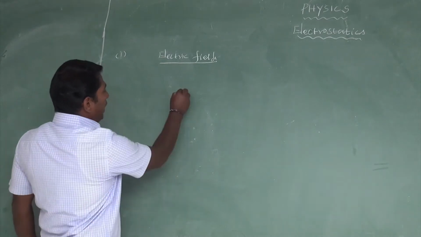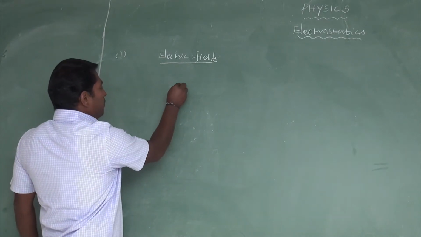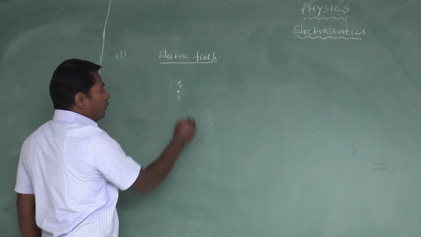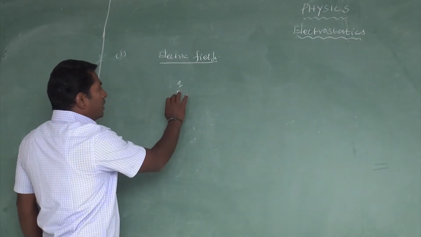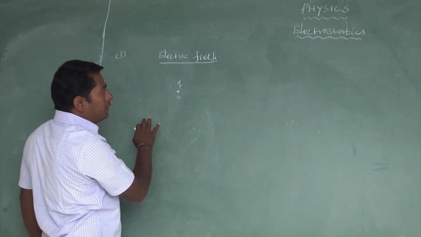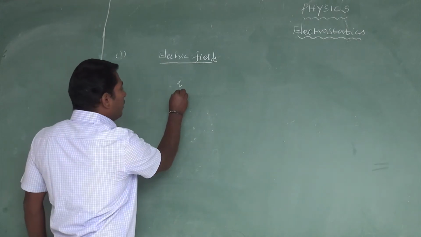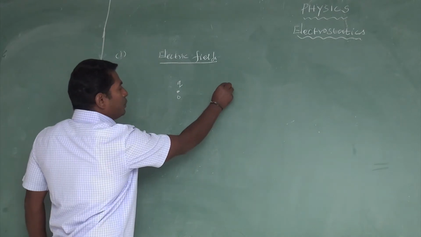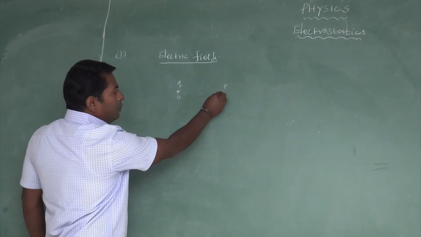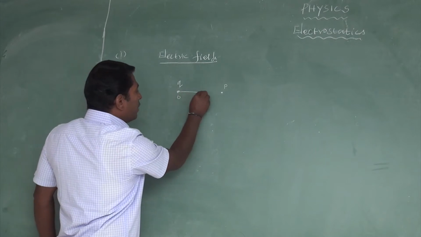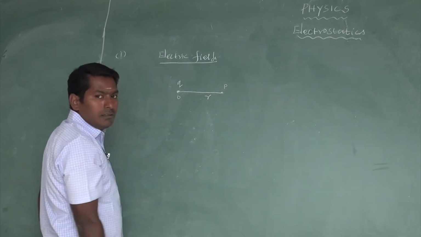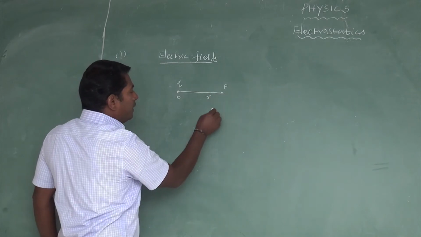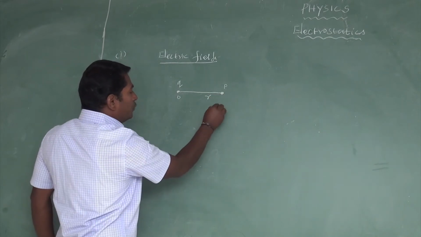Let us consider one point charge placed in air or vacuum or free space at a point O. This point charge creates an electric field in space. Let us consider one point in space, that point is P. The distance of the point P from the point charge Q is R. The electric field produced by this point charge at P can be calculated, magnitude wise.